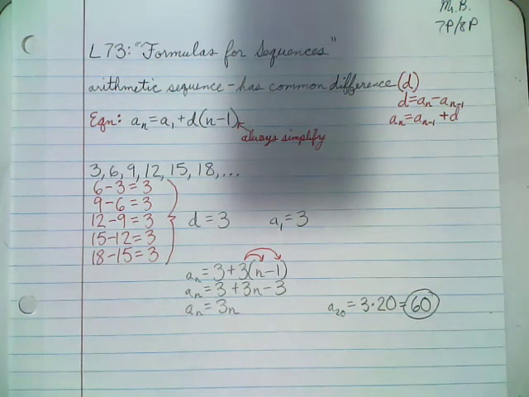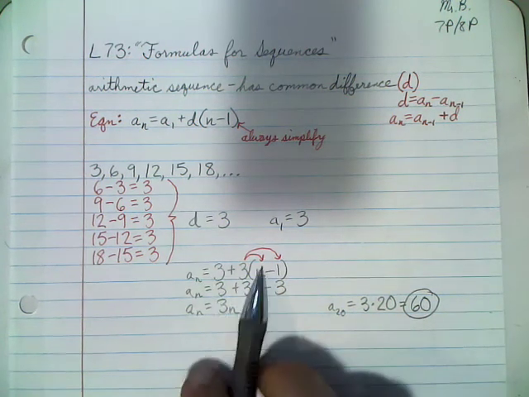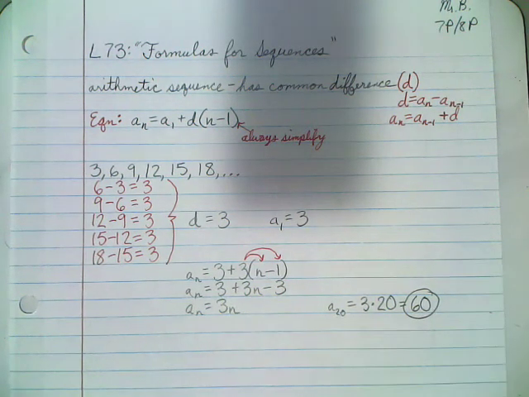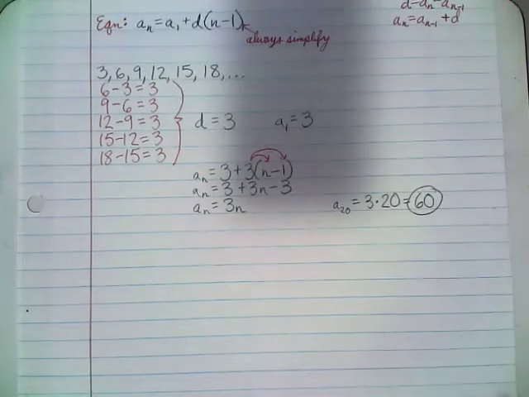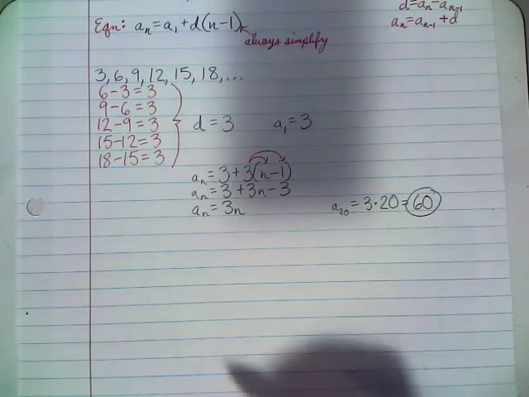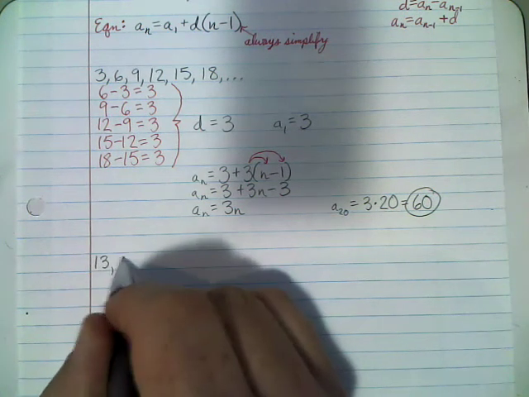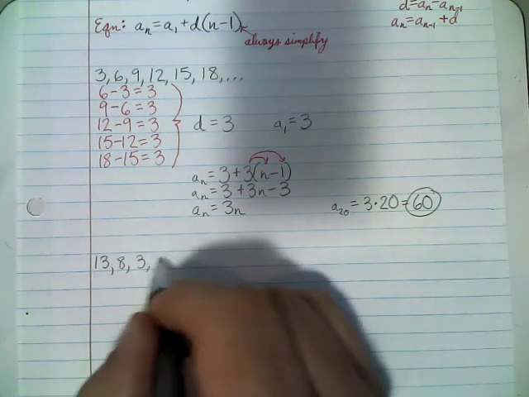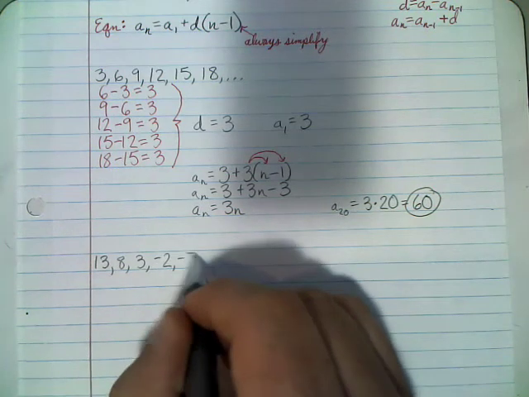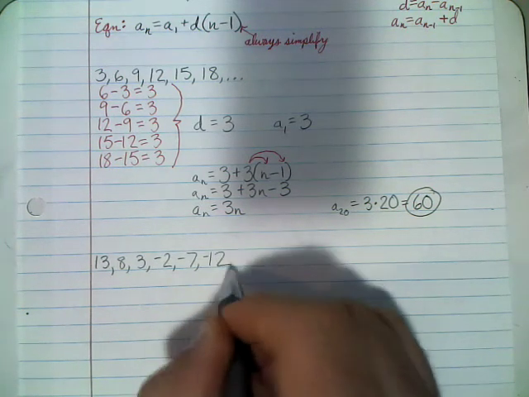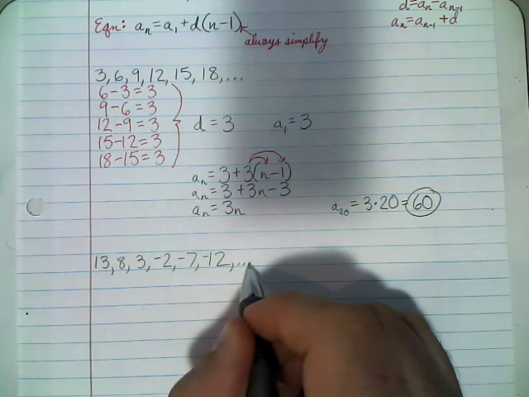And that's how we use the formula. This is how we find the formula. This is how we use the formula. Look at another one here. So we'll skip a couple lines, come down. 13, 8, 3, -2, -7, -12, and on and on and on.